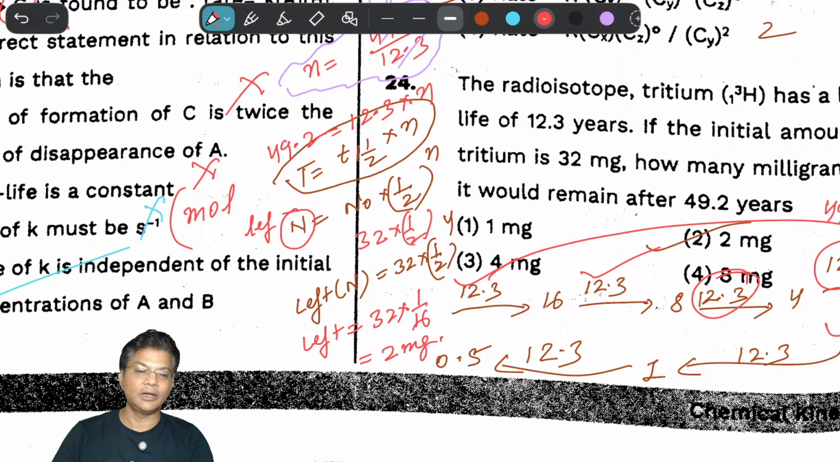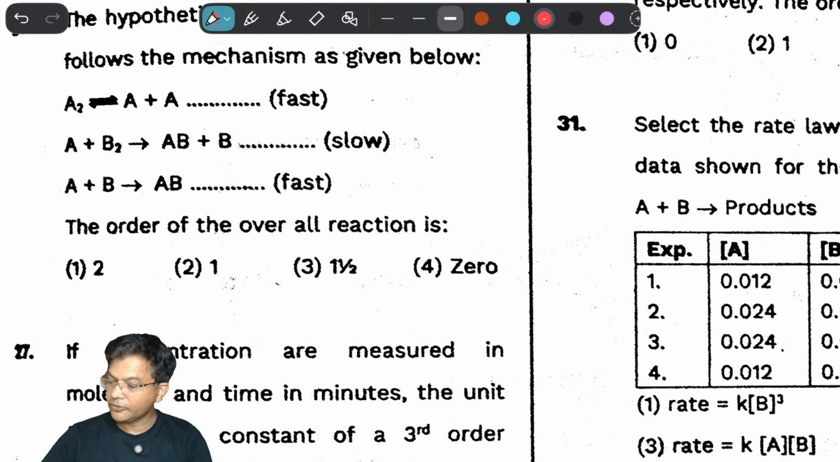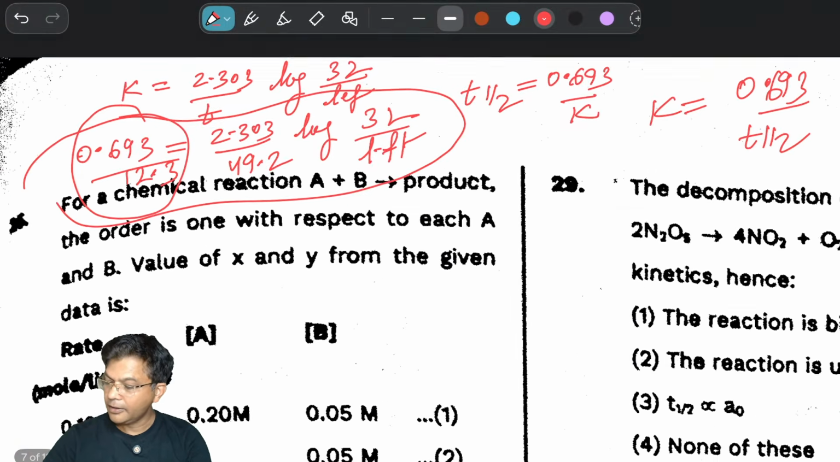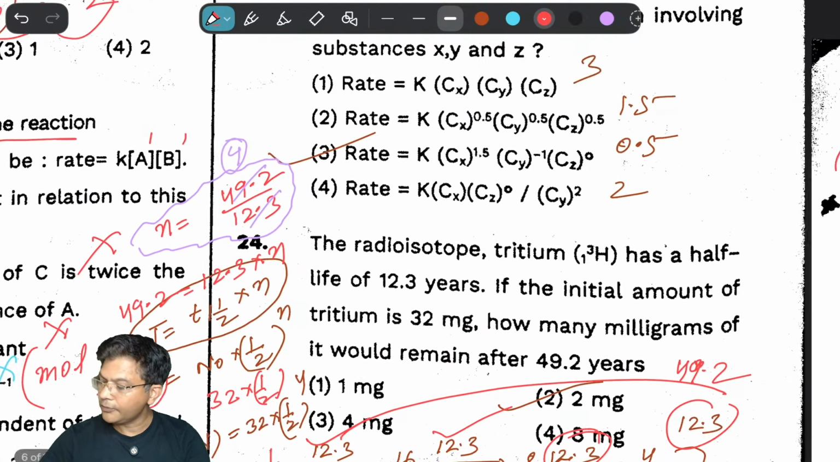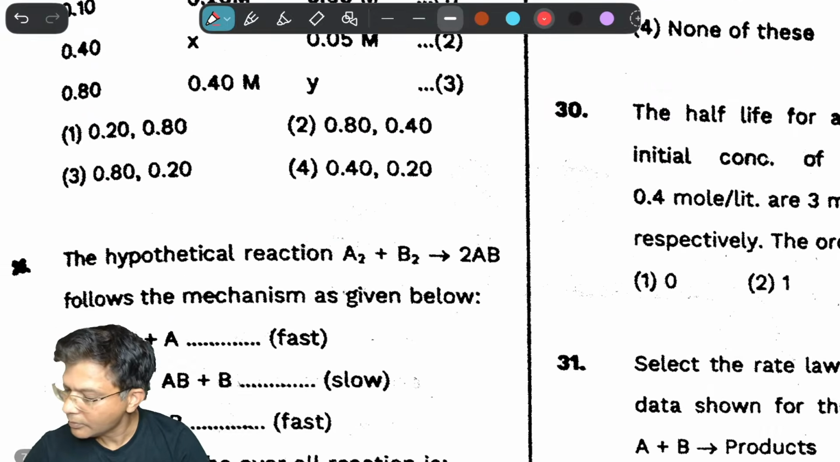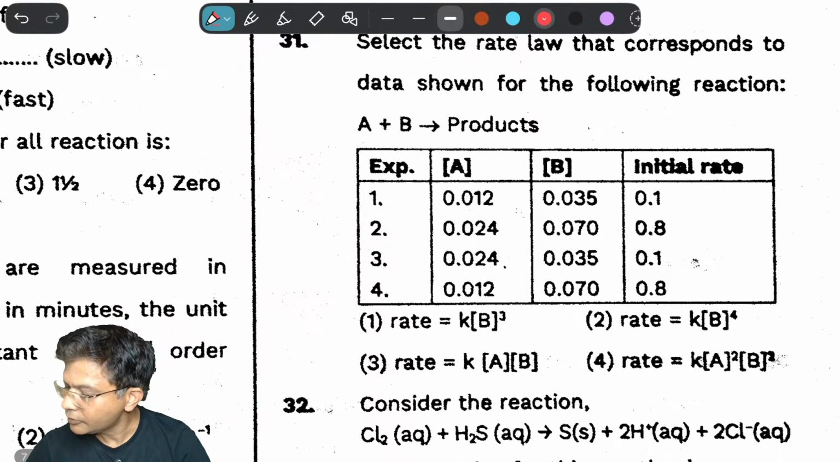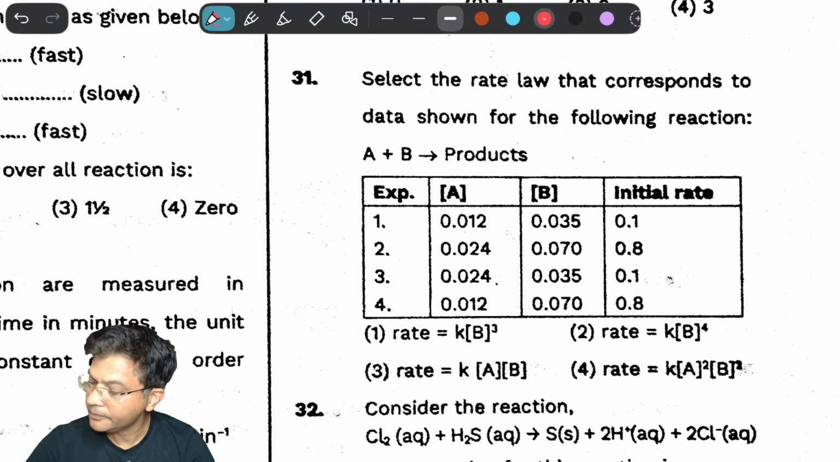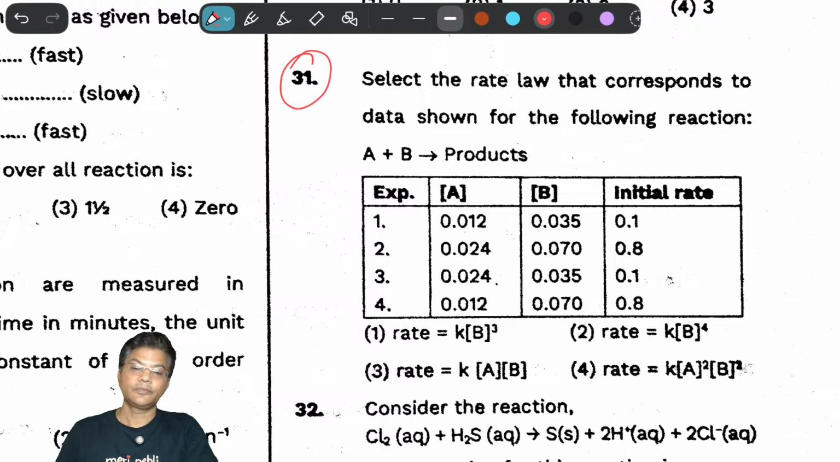Now last question, last but not the least. Let's see. Last question for today. Question number 31. First was really awesome. This will be the last question for today.